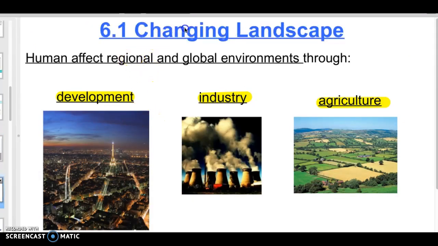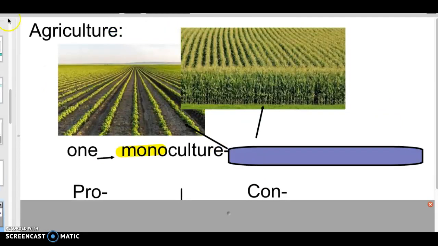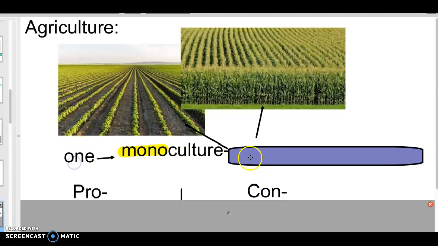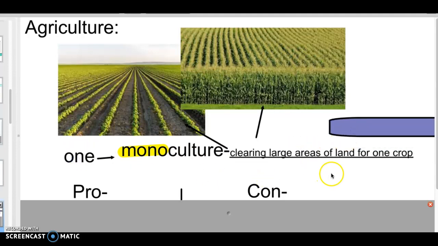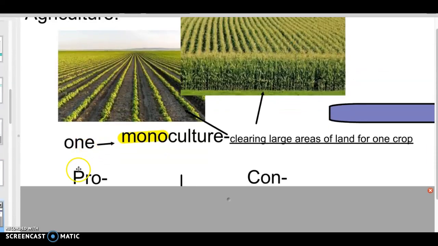All right, in chapter 6, it talks about humans and how we affect our environments. And so we have development and industry and agriculture, which has all been really great, but there's going to be some negatives. And so let's talk about agriculture first. One example that we have in our culture is monoculture. Remember, mono is a root word that means one. And so monoculture is clearing of land in a large area to only harvest one crop at a time. And so there can be some pros and cons to that.